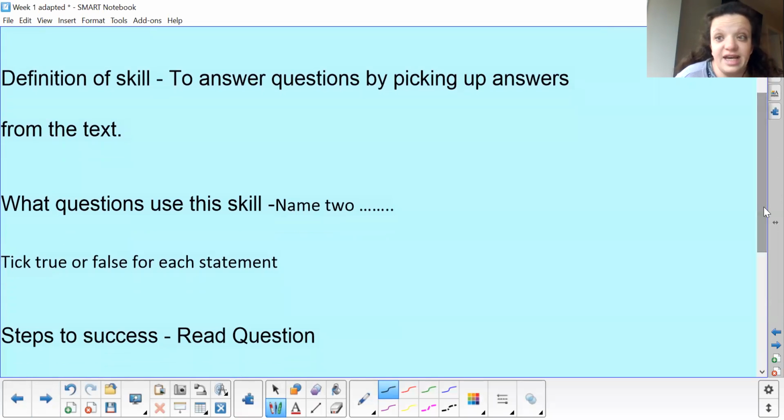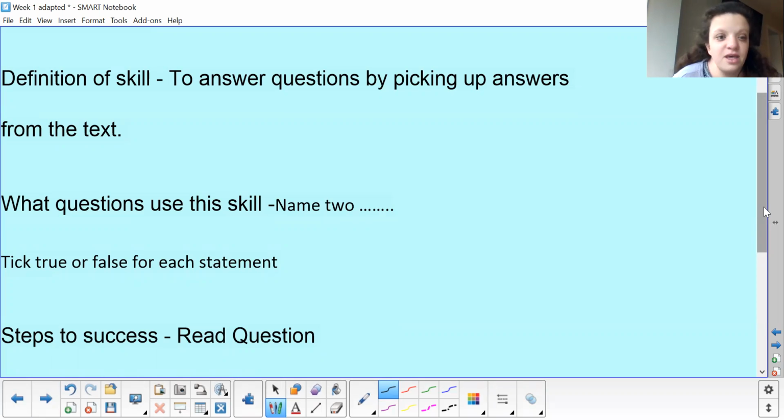Now the questions that we're going to be looking at is name two. Sometimes when you're asked to do a question, it's not just about finding one answer, it's about finding two answers in the text. So for example, name two things Miss Druce loves to eat. Chocolate and pizza, of course. And then we're going to look at tick true or false for each statement. So we're going to be reading a statement and seeing if it's true from the text or seeing if it's false.